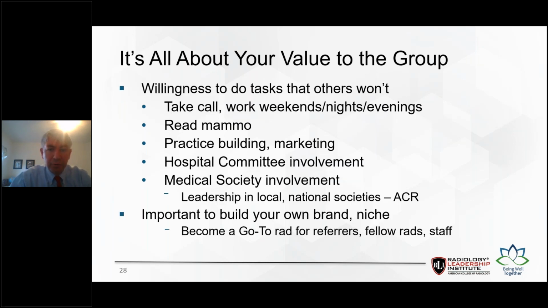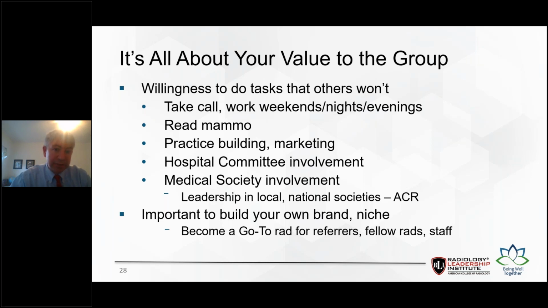Willingness to do tasks that others won't. Really critical, and I've found that helps you get promoted. That's kind of a fast way to leadership. Taking call, working weekends, nights, evenings. There are a lot of people in radiology who don't want to do this. So if you do that, in a particular practice where that's valuable, that's good for you. It's also a great way to supplement your income.